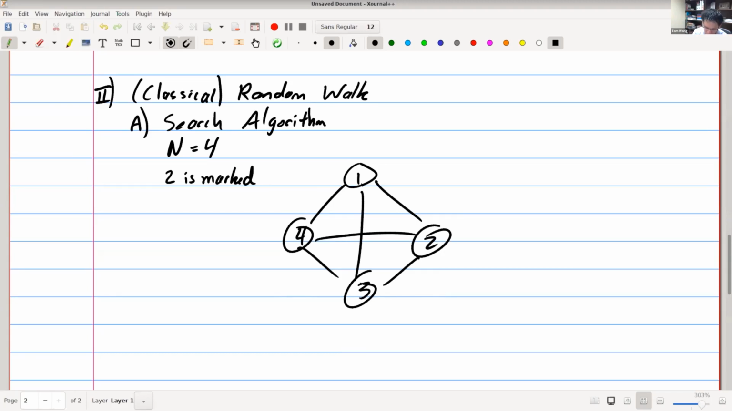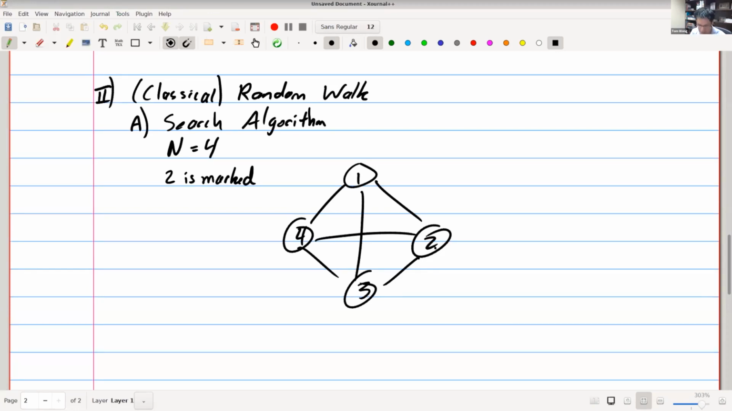So if not, what we do is we jump at random to one of its adjacent vertices. So maybe we jump randomly to vertex 3 and we ask, is this the vertex we're looking for? No, jump at random. Now we're at vertex 2. We ask, is this the vertex we're looking for? Yes. And so now we would stay here. Because once we find the marked vertex, there's no reason to jump randomly away from it. We want to stay there.